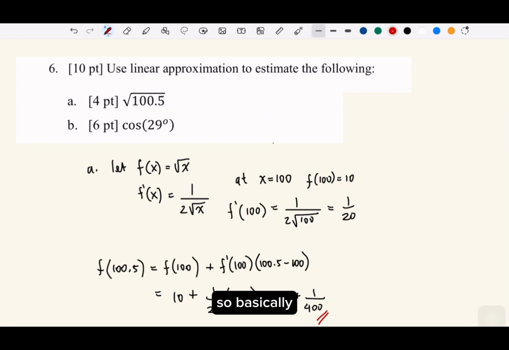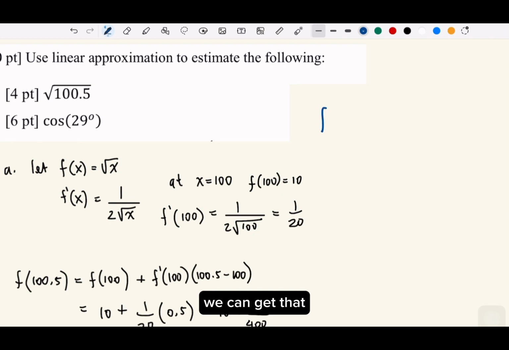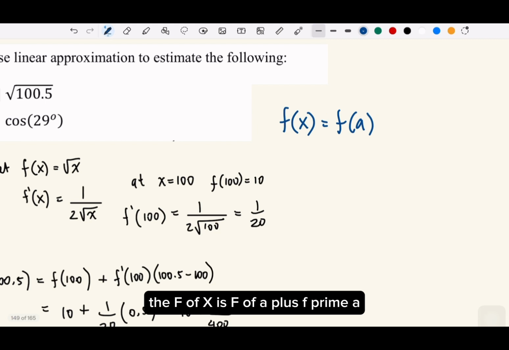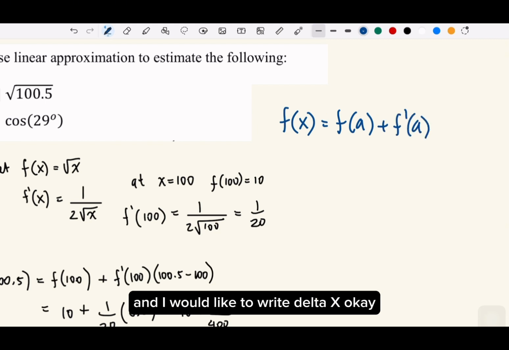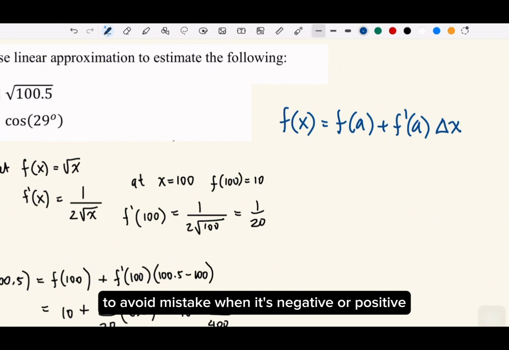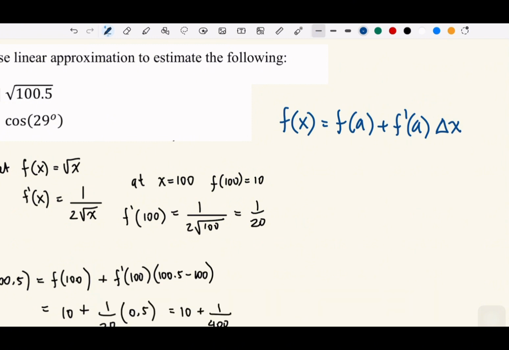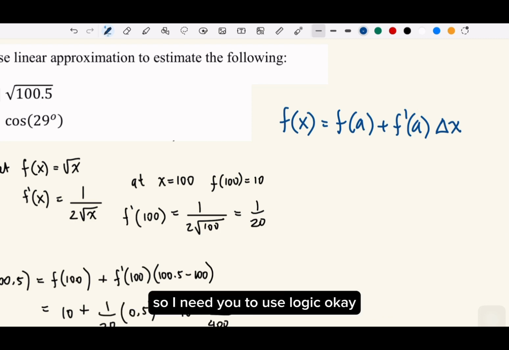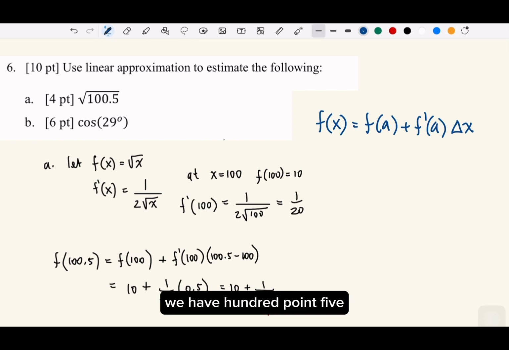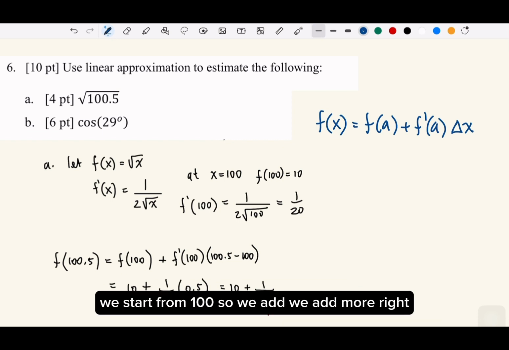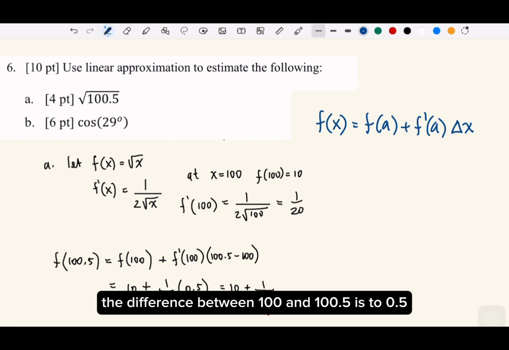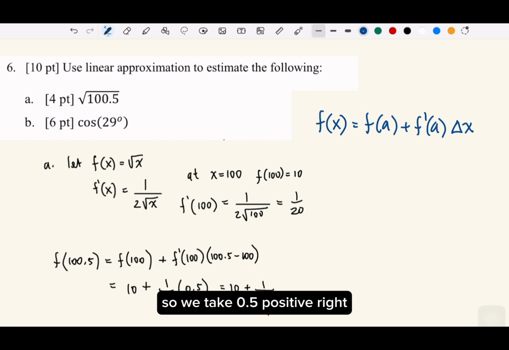So basically, we can get that f of x is f of a plus f prime of a, and I would like to write delta x, okay, to avoid mistakes when it's negative or positive. Because sometimes students make mistakes here, I need you to use logic. Okay, we have 100.5. We start from 100, so we add more, right? This will be positive. The difference between 100 and 100.5 is just 0.5. So we take 0.5 positive, right?